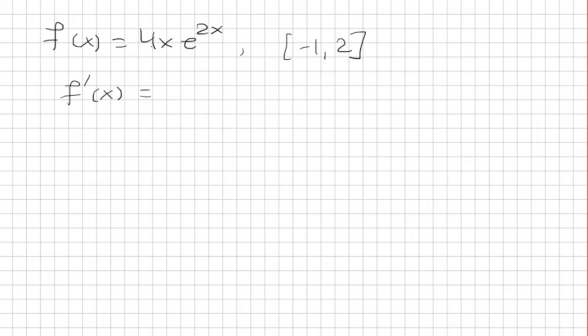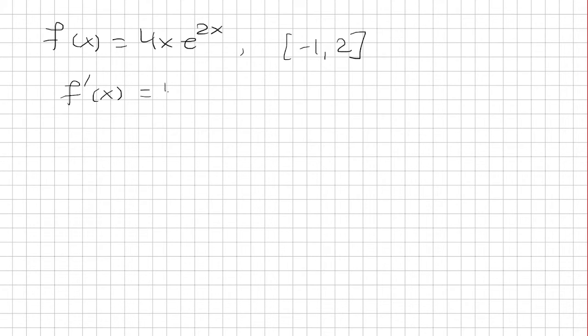We have the function f of x equals 4x times e to the 2x on the interval between -1 and 2. Find the absolute maximum and absolute minimum values of f. So let's take the derivative first.